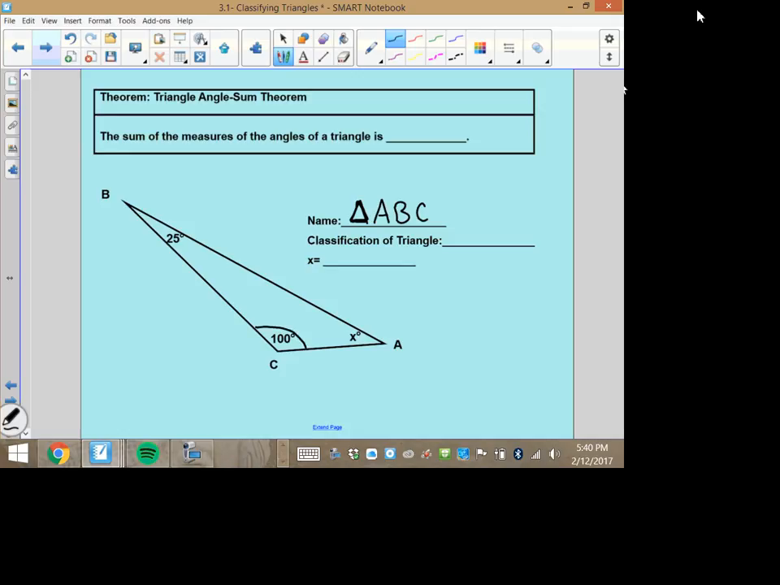You can see that we have one angle greater than 90, so it is obtuse. And then by the triangle angle sum theorem, we know that they add up to 180, and since we have 125, we can take 180 minus our 100 minus our 25 to give us angle X, which is 65 degrees. So note those theorems.